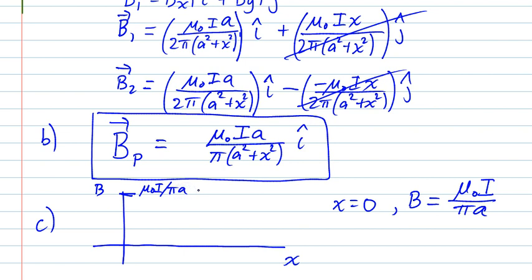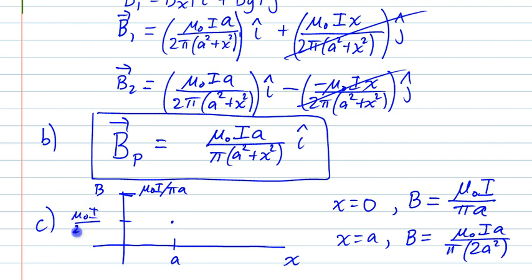And then we know that when x is equal to a, we are going to have an expression that looks like this. B is equal to mu naught I a over pi and then 2a squared. So when x is equal to a, it's just going to be mu naught I over 2 pi a. So hopefully that's pretty clear. And you can plug in a bunch of other points if you want. The general trend is that we do have some sort of a turnaround or inflection, and it looks like that. And we're not sure exactly where that happens.